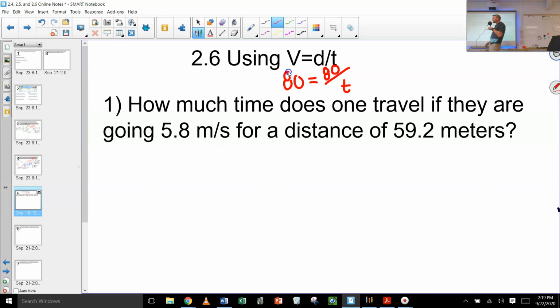This first one's a little bit more complicated than poor Stephanie's. But how much time does one travel if you're going 5.8 meters per second for a distance of 59.2 meters? So I'm just going to substitute in my velocity is 5.8.